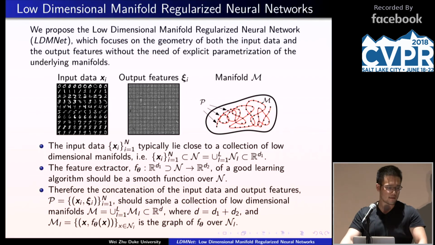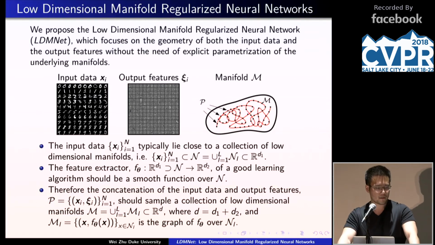The idea is, given a bunch of input data x_i sampled from a data manifold N in the Euclidean space R^D1, we would expect that a good feature extractor f_theta should be a smooth function over the data manifold. Therefore, the concatenation of the data and the feature should still be a low-dimensional manifold, this time in the Euclidean space R^D. We call this manifold the data-feature concatenation manifold.